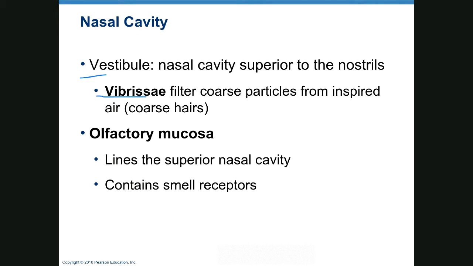Vibrissae are hairs, and they're there to filter inspired air. The hairs and mucus together capture dust, pollen, gnats, whatever particles happen to get up your nose, and trap them, and then they're dried out, and they can be digitally extracted in a process commonly known as picking boogers. The olfactory mucosa lines the superior nasal cavity and contains smell receptors.